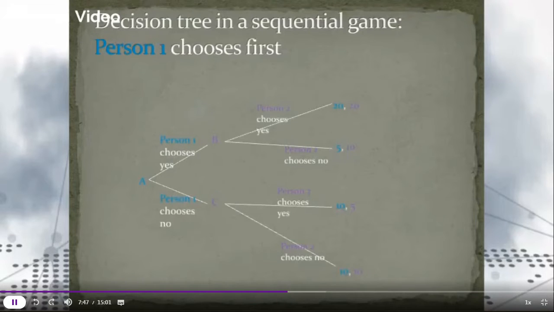Similarly for everything. How do we read this? If person 1 chooses yes and person 2 also chooses yes, this is the payoff that both of them get. If person 1 chooses yes and person 2 chooses no, then 10 goes to person 2 and 5 goes to person 1. Similarly, you can read all these things.